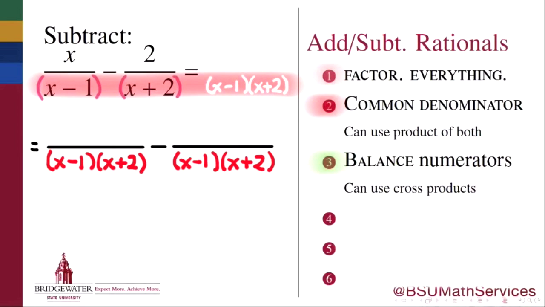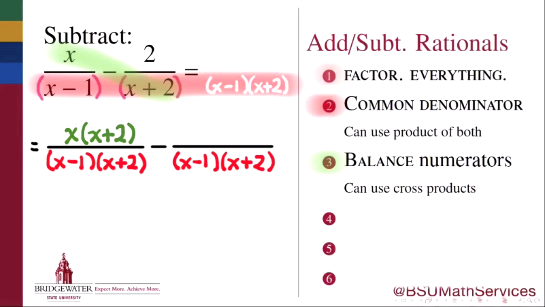If I have used the product of my two denominators as a common denominator, in other words, if I have multiplied straight across right here, which we have, then the quick way to balance the numerators so that they adapt in the appropriate way is to use the cross products. In other words, the numerator of my first fraction will be the numerator of my original first fraction, x, multiplied by the denominator of my original second fraction, x plus 2. So x times the quantity x plus 2 will be the numerator of my new first fraction.